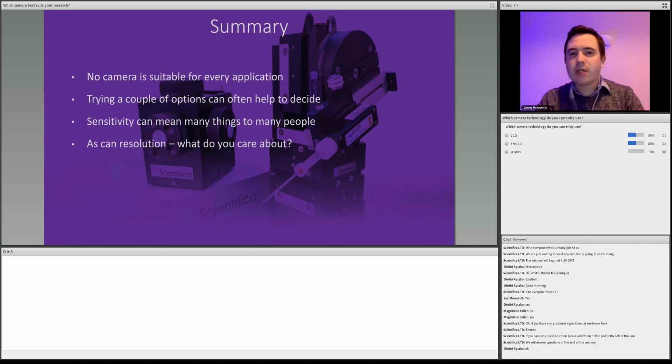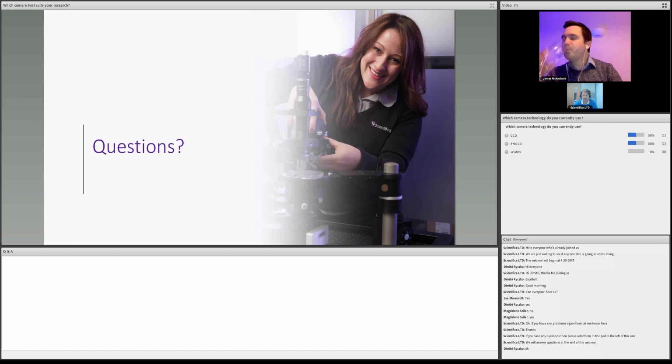And the same with resolution. Would you prefer a smaller pixel so that you can resolve finer objects, or is that going to hold you up with the sensitivity side of things? So that is, as I say, a brief overview of what we look at in terms of picking and choosing cameras. And I'll hand back over to George for questions and anything else that comes up.